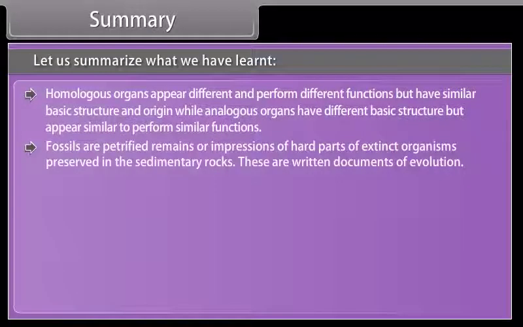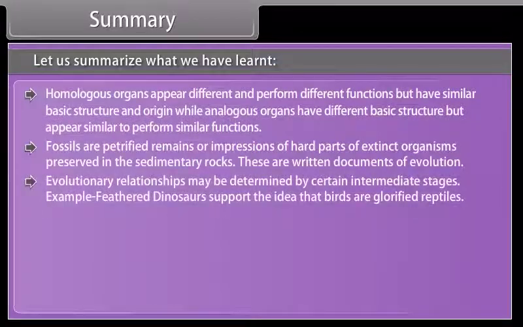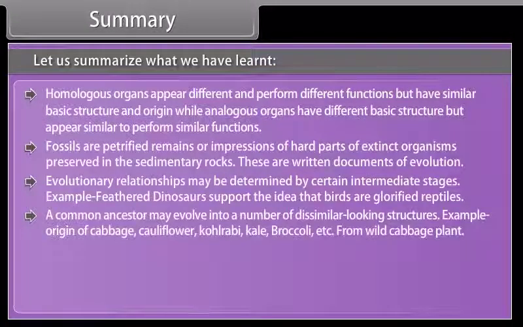Fossils are petrified remains or impressions of hard parts of extinct organisms preserved in the sedimentary rocks. These are written documents of evolution. Evolutionary relationships may be determined by certain intermediate stages. Example, feathered dinosaurs support the idea that birds are glorified reptiles. A common ancestor may evolve into a number of dissimilar-looking structures. Example, origin of cabbage, cauliflower, kohlrabi, kale, broccoli, etc.